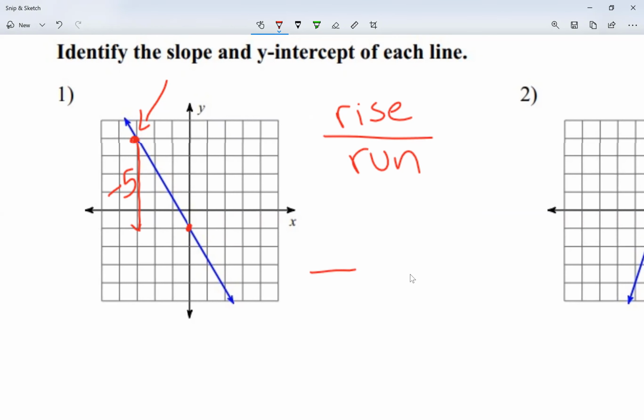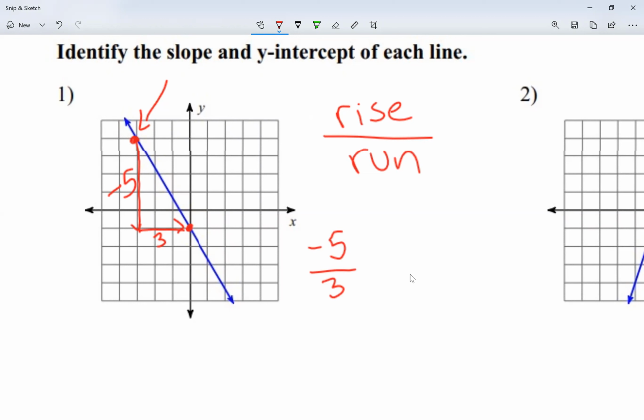So let me just say that my slope to begin with, on the top, I have a -5. Again, it went down, so it's negative. And then it goes to the right 3 spaces, right? You guys can count the squares there. So my slope is -5 over +3.